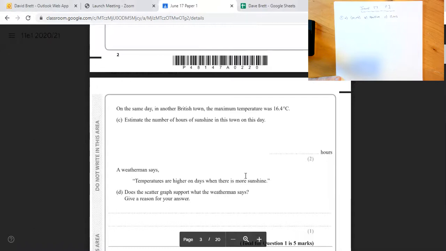A weatherman says the temperatures are higher on days when there's more sunshine. Does the scatter graph support what the weatherman says? Yes, as hours of sunshine increases, so does the temperature.